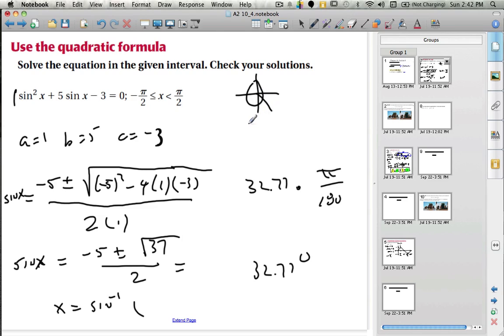But if we think about that, negative pi over 2 is here. Pi over 2 is up there. And we're talking about sine. All right, well, it's only going to be up here. Because these won't have the same sine value. They'd be opposites of each other. So if I have 32.77 divided by 180, that'll tell you how many radians it is. Okay, so that's how you would use that particular function to work this type of a problem out.